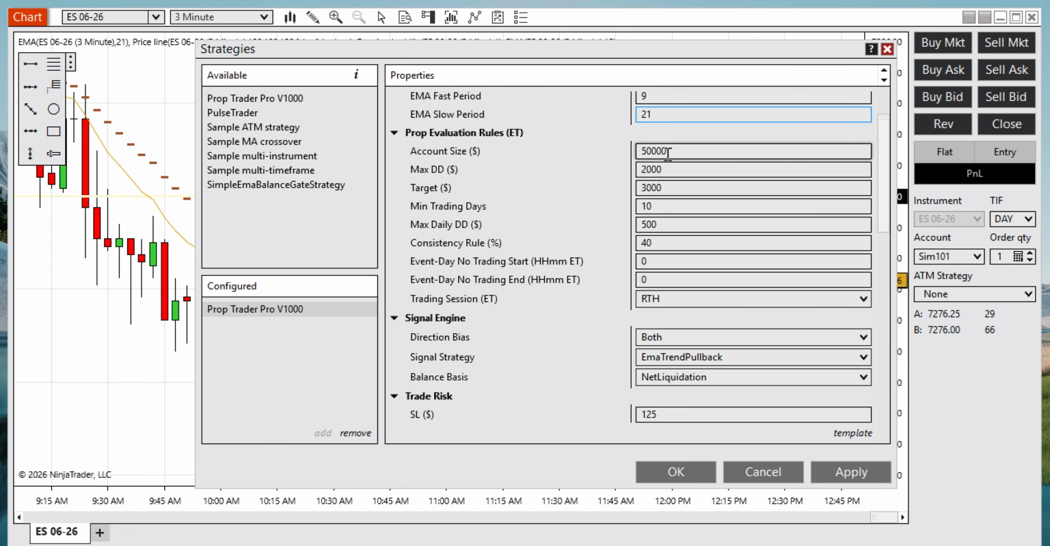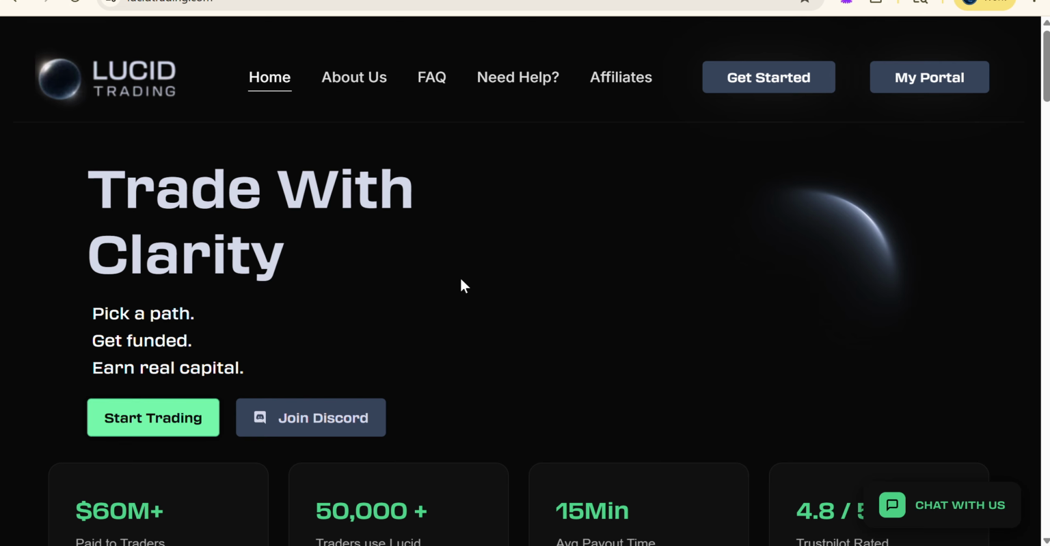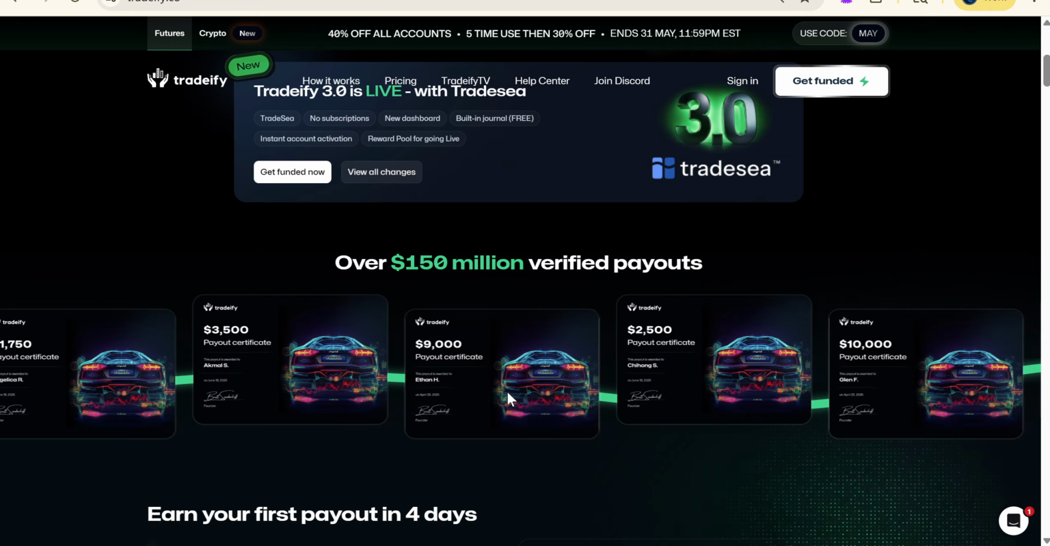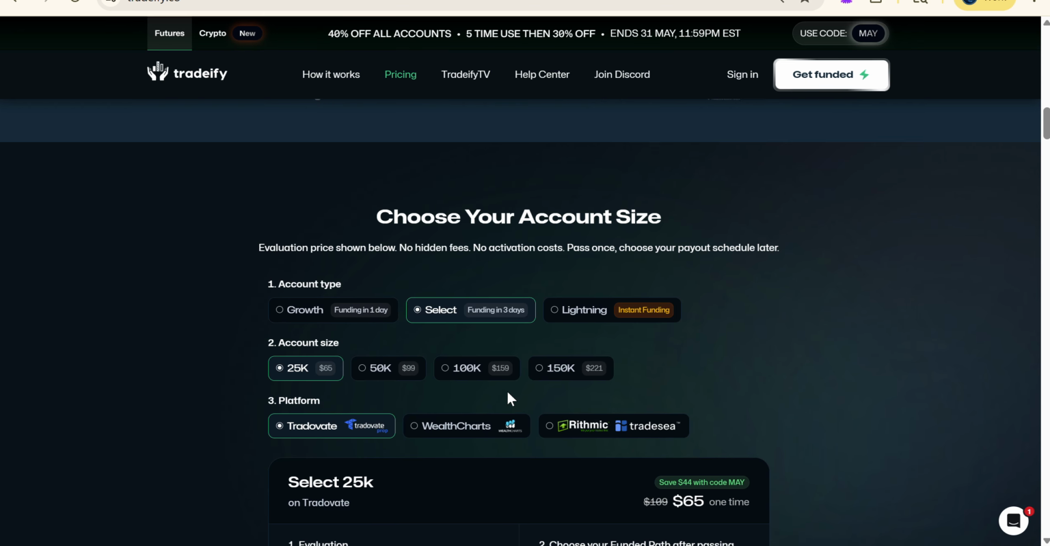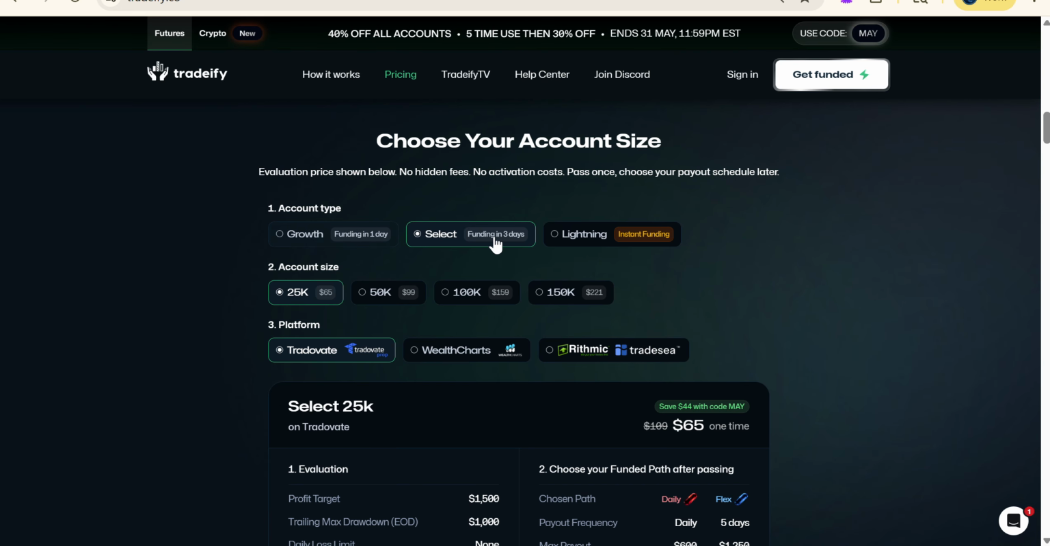So here is the account size. So here you would check your account size. It says evaluation, but then it's prop rules basically. So you can set it to either evaluation or funding, not a problem. So you can say whatever is your account size, $50,000, $100,000, whatever is your account, you can select. Okay, so if you are going to go with Tradeify and you have a select plan, you can go Grow, Select, and Lightning.